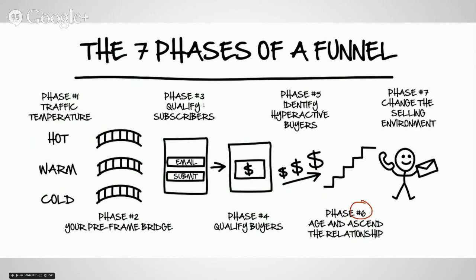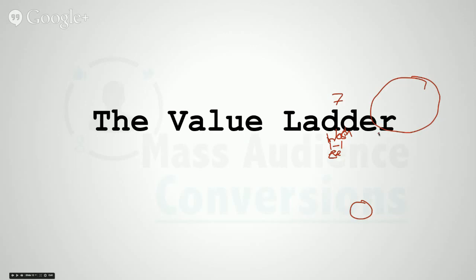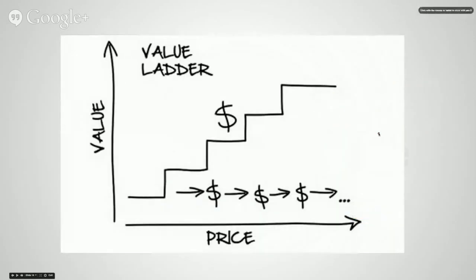Case number six is the ascend relationship. So this is where, by doing a webinar, a one-on-one with them, or maybe an event, and this can take 7 days, a month, or a year, you want to bring that person up to phase seven and change the selling environment, which is basically bringing them through the value ladder. So when someone comes in at your base level from your lead magnet and they buy your $4 or $7 or $19 tripwire intro level product, the value is going to be good, but it's not going to be as much as your high-end product.